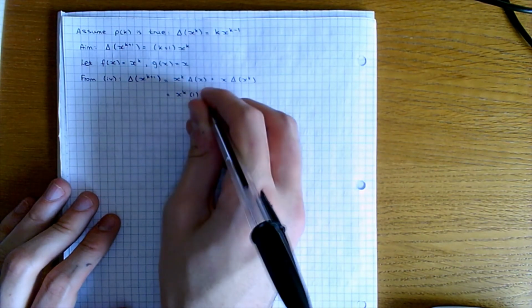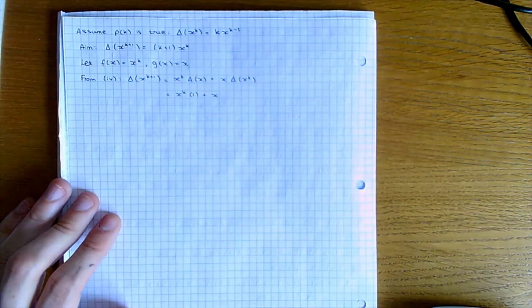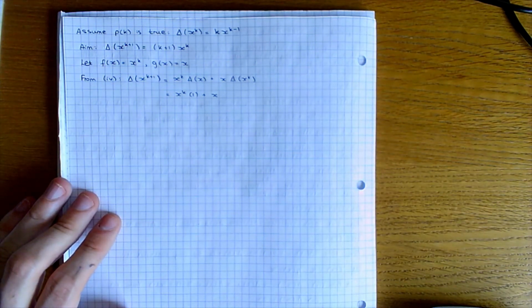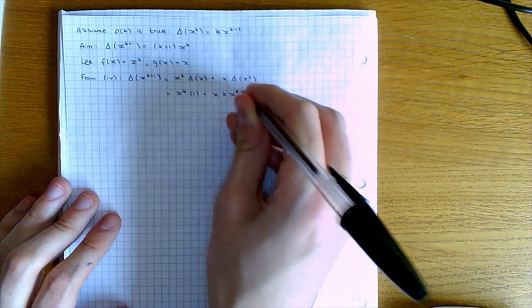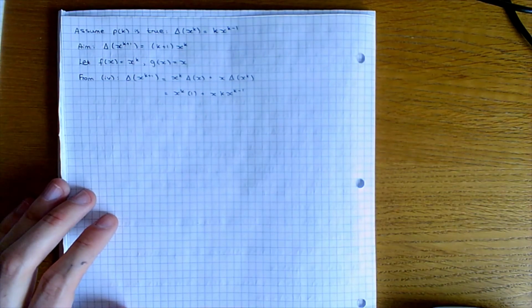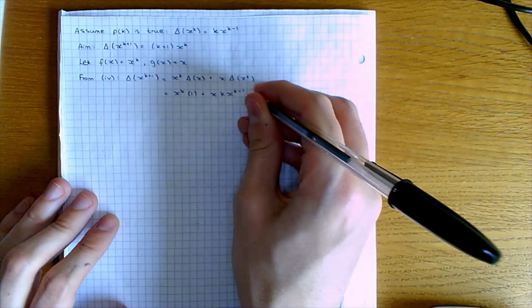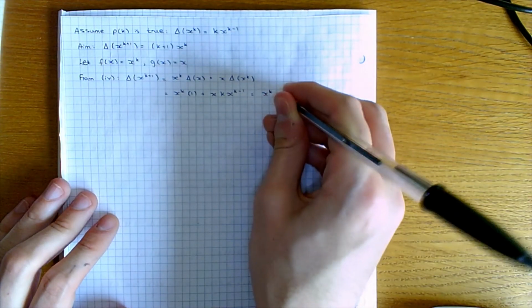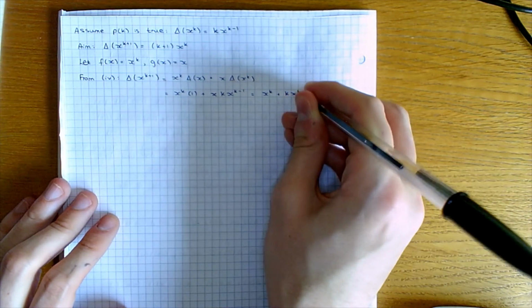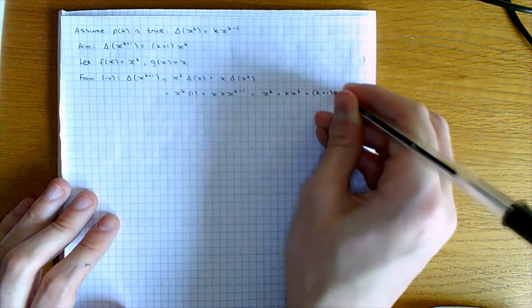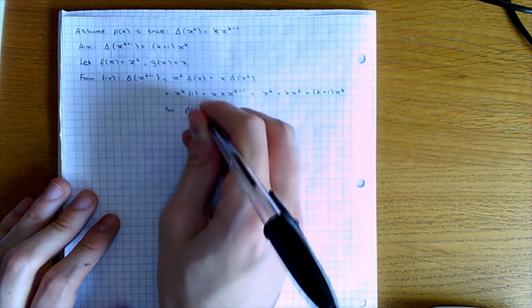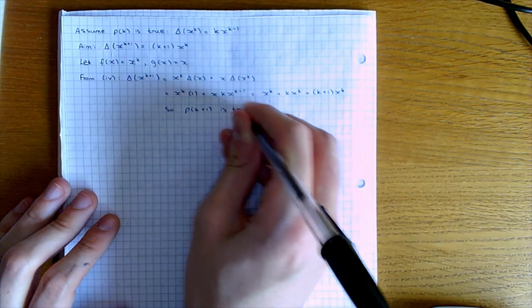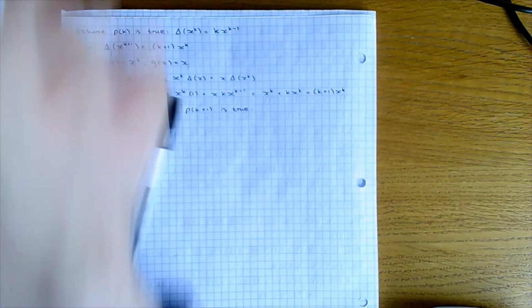Delta of x is simply 1. Delta of x to the k is equal to k x to the k minus 1, from assumption. And this is equal to x to the k plus k x to the k, which equals k plus 1 x to the k. So P of k plus 1 is true. Okay?